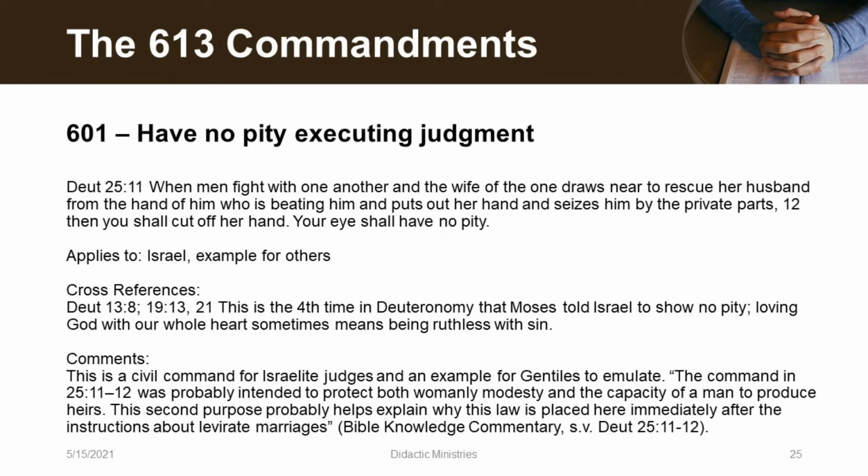Deuteronomy chapter 13 verse 8, chapter 19 verse 13, and chapter 19 verse 21 also use this expression, your eye shall have no pity. So this is the fourth time in the book of Deuteronomy that Moses told Israel to show no pity. We have to remember that loving God with our whole heart sometimes means being ruthless with sin.